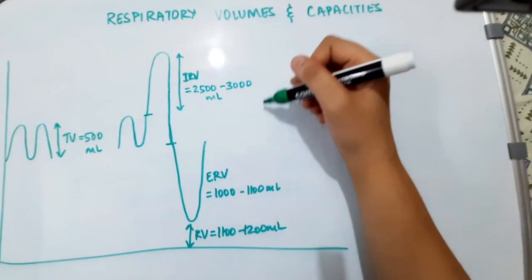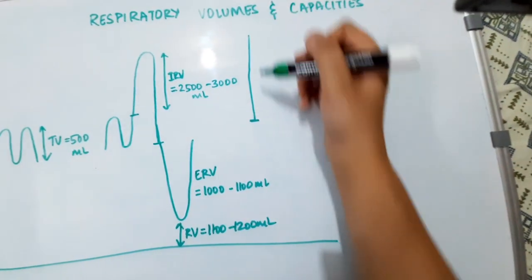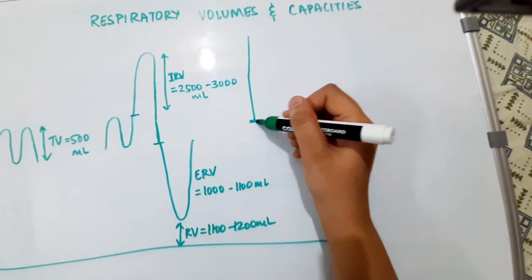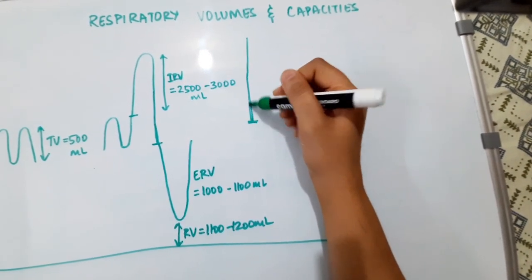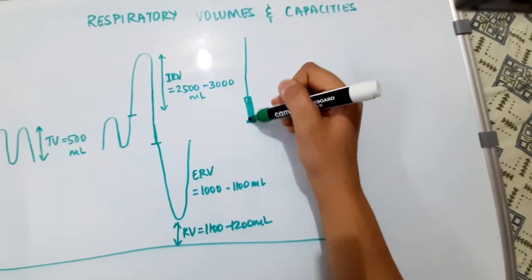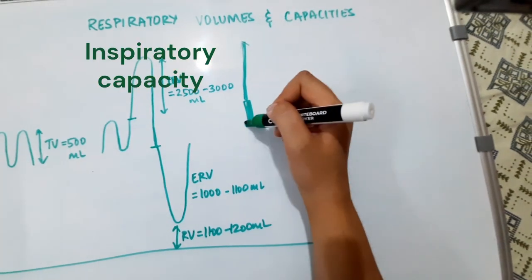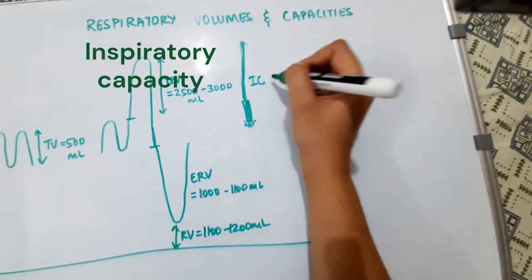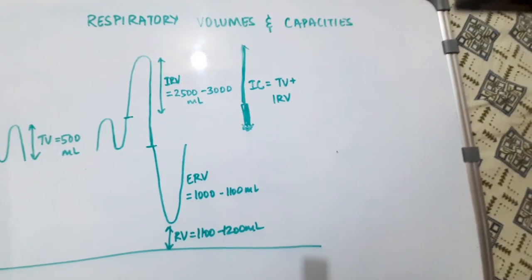The first one is inspiratory capacity. Inspiratory capacity is the total volume of air a person can inspire after normal expiration. So let's say a person was breathing normally, they expired. After that, whatever amount of air that can enter the lung is called inspiratory capacity. So it will include tidal volume along with inspiratory reserve volume.